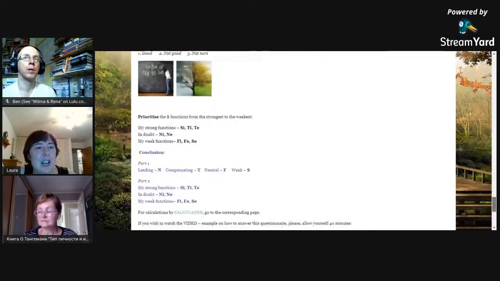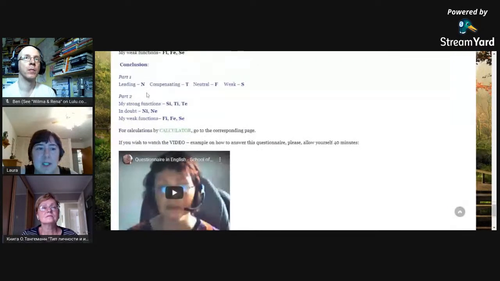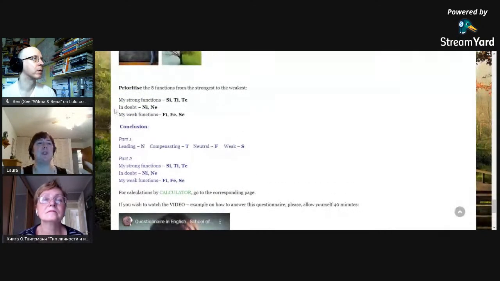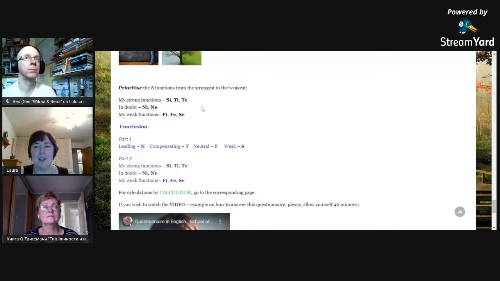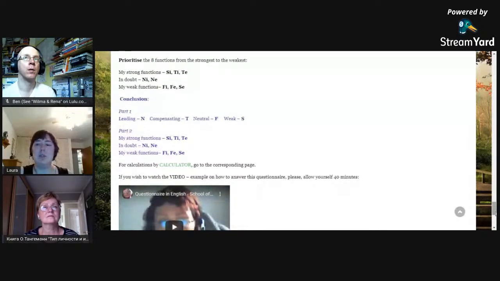Oh, and then at the very end, you prioritize the 8 functions from strongest to weakest. Let me make this text a little bigger here so you can see. So you classify which functions are your strong functions, which functions are in doubt, whether they're strong or weak, which ones you consider weak, and then from that, hopefully Olga is able to analyze your most likely type.